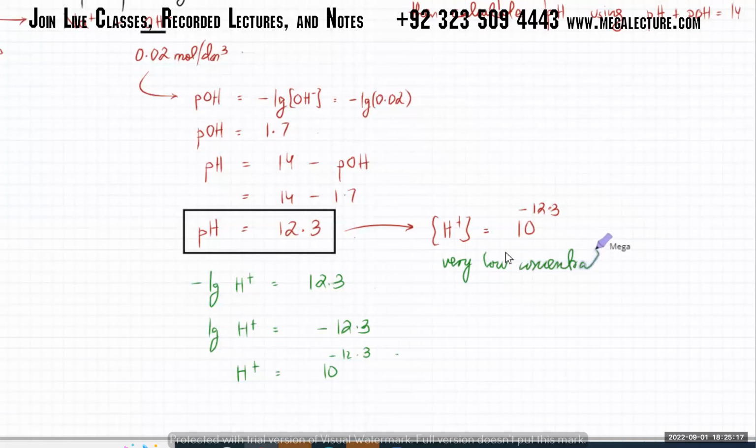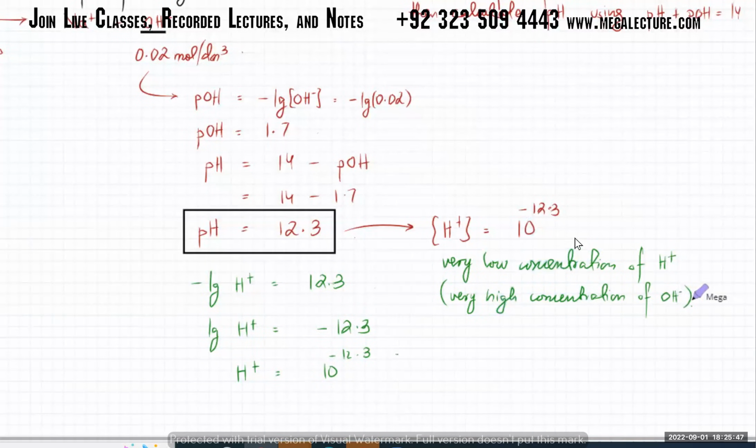Okay, so very low concentration. And that by default also means that the other is very high. That means there's going to be a very high concentration of OH ions, even though you're not tracking it, but you'll obviously understand. So we always track H plus. We don't track OH ions. It's obviously understood: if you've got a very low concentration of this thing, then you've automatically got a very high concentration of OH ions. Is this clear?